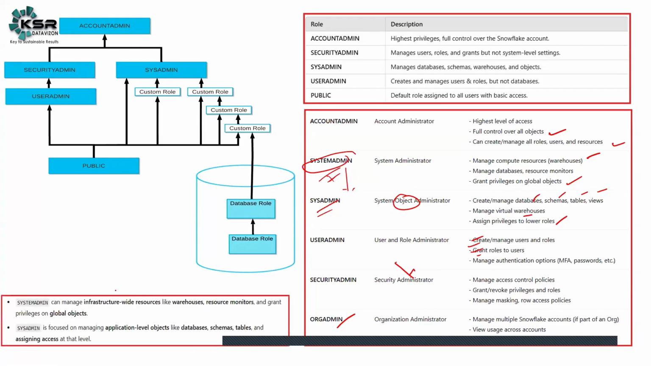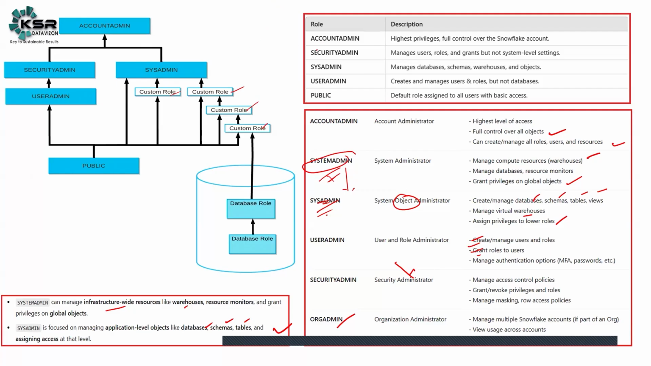Now there might be some confusion between the system admin and sysadmin. What the system admin can do is infrastructure management like warehouses, resource monitoring, and everything on top of that. Whereas sysadmin only manages your database schemas and tables, and can assign privileges with respect to that, not with respect to your infrastructure. This is the main difference between the roles that are given by default by Snowflake. How to create these different roles, how to assign them, and how to create a user, we'll have a particular class for that.